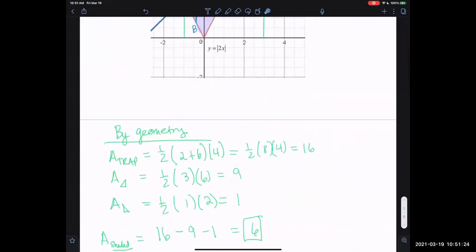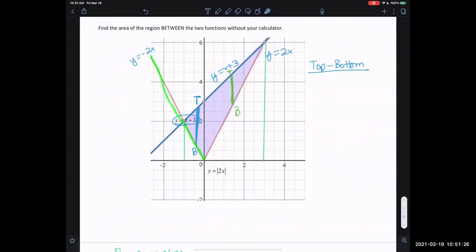This portion of it is negative 2x. This portion of it is positive 2x. Therefore, we couldn't combine it into one single integral by hand.